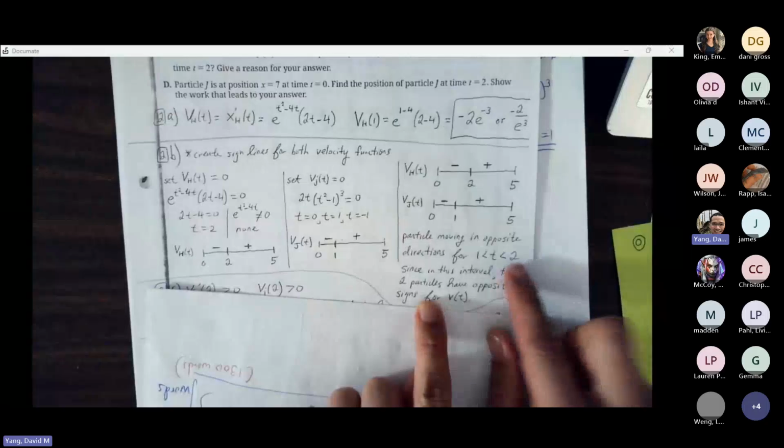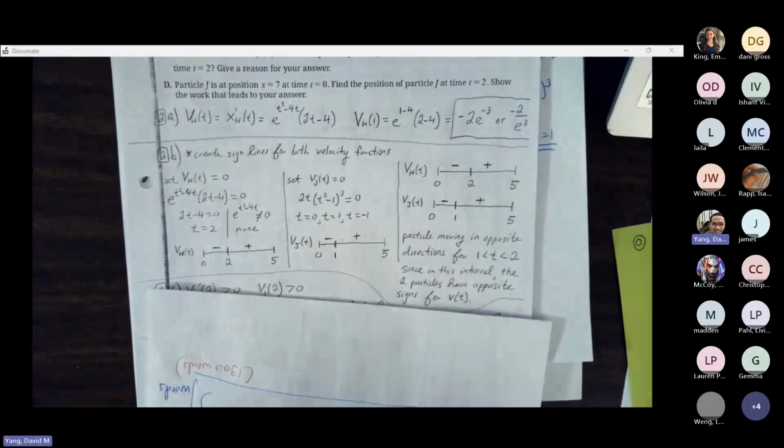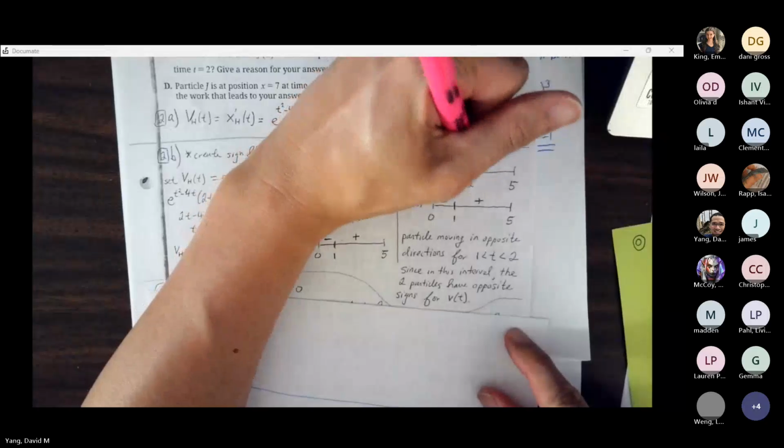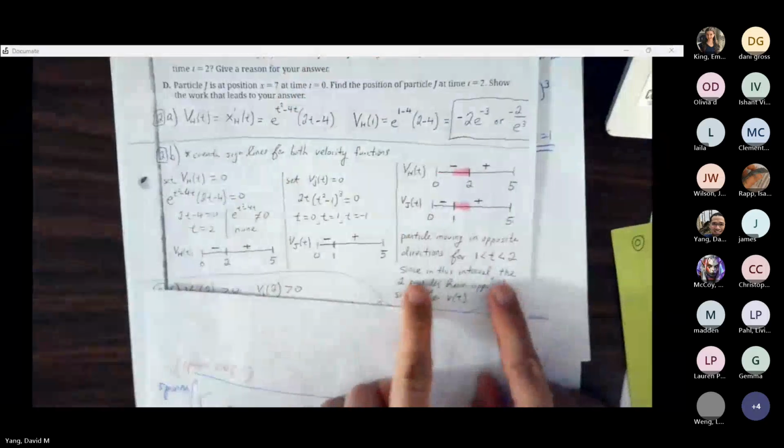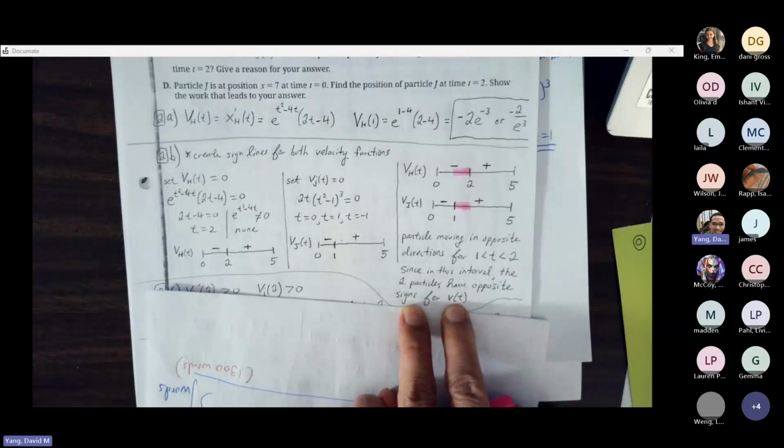So the particles move in opposite directions between times 1 and 2, since in this interval the two particles have opposite signs for velocity.